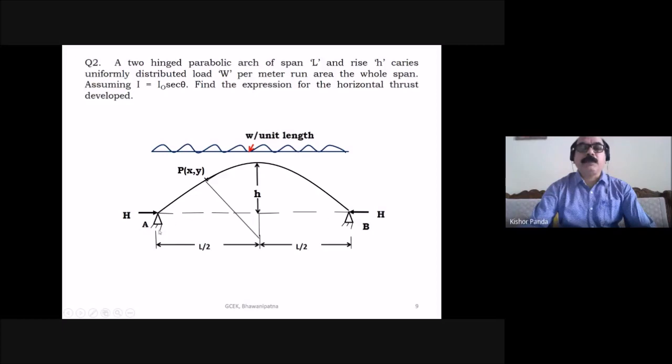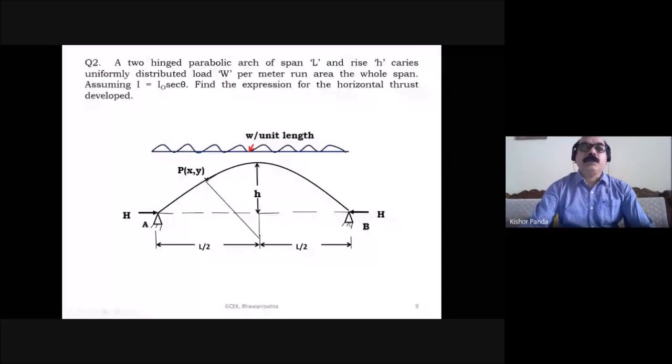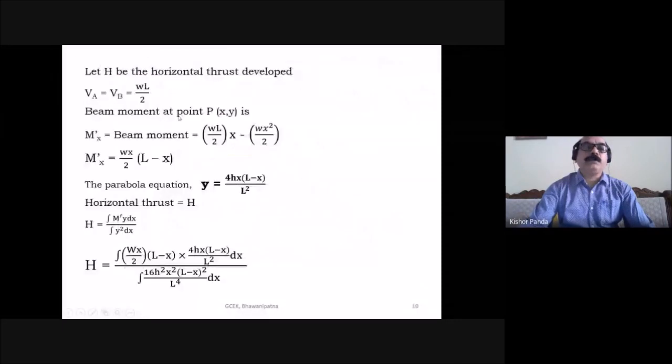So what is the vertical reaction at A and B? The total load is W into L, where W is the load per unit length and L is the span. What is the vertical reaction at A? Half of this load, WL by 2. And at B? Half of this load, WL by 2, because this is a symmetrical arch with symmetrical loading. So half of the load is shared by the reaction at A, and the other half by the reaction at B. So VA is equal to VB is equal to WL by 2.